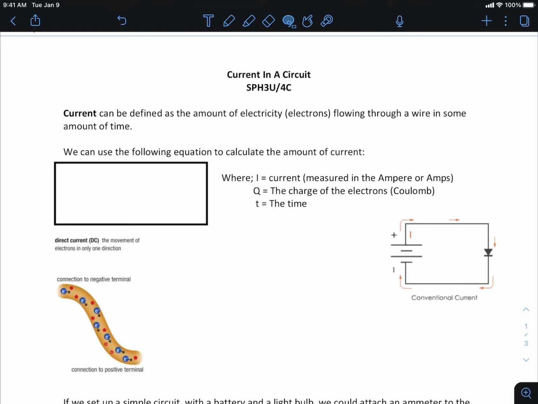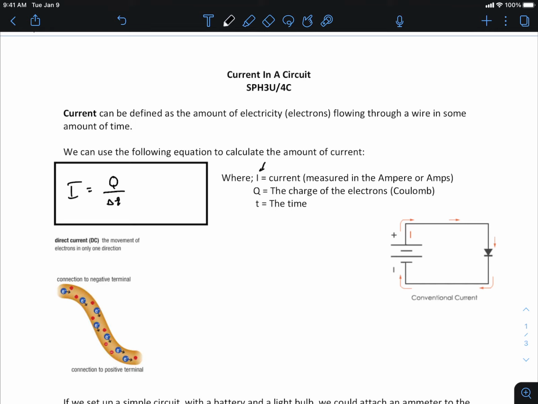But for the purposes of electricity, we can see that current can be defined as the amount of electricity or the number of electrons flowing through a wire in some amount of time. And to calculate how much current is going through a particular point in a circuit, we can look at this equation where I, the amount of current, is equal to Q divided by delta T, right?